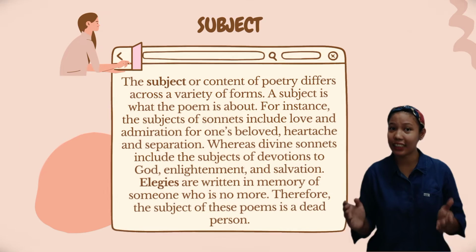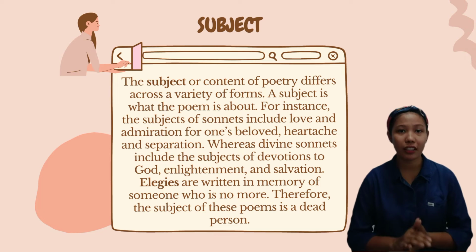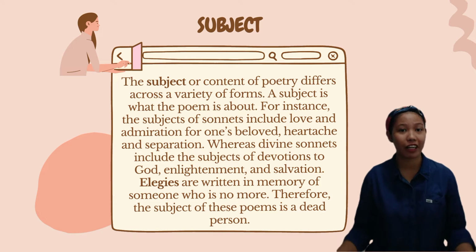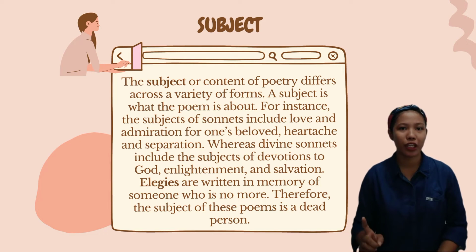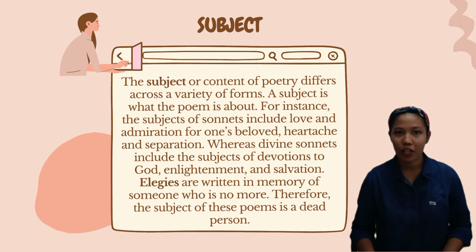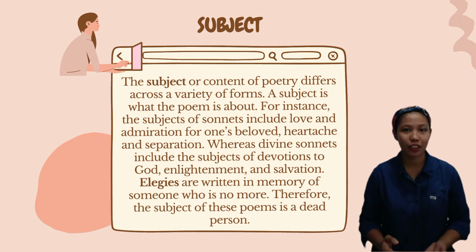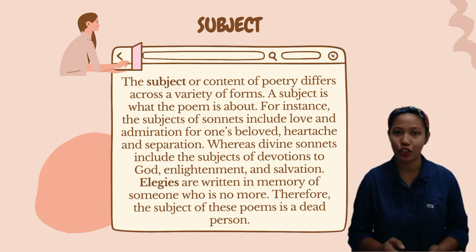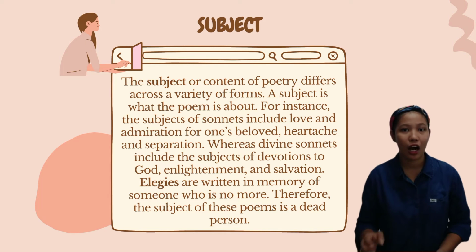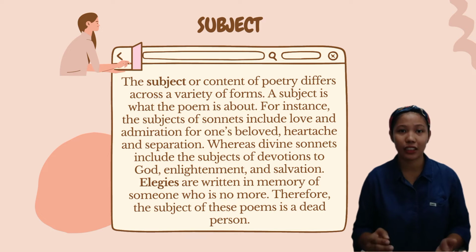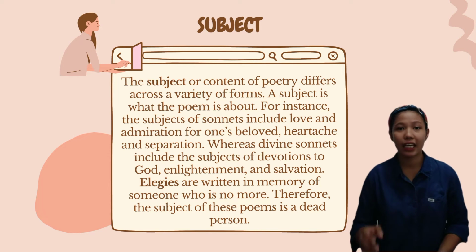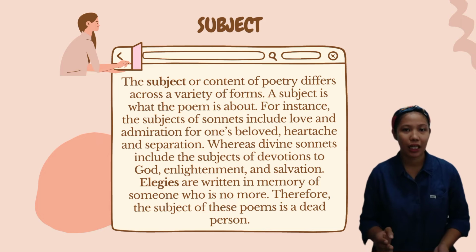The next element is subject. The subject or content of poetry differs across a variety of forms. A subject is what the poem is about. For instance, the subjects of sonnets include love and admiration for one's beloved, heartache, and separation, whereas divine sonnets include the subjects of devotion to God, enlightenment, and salvation.